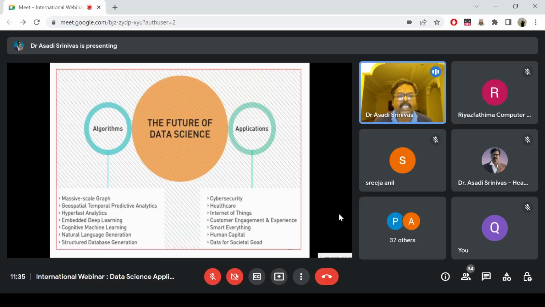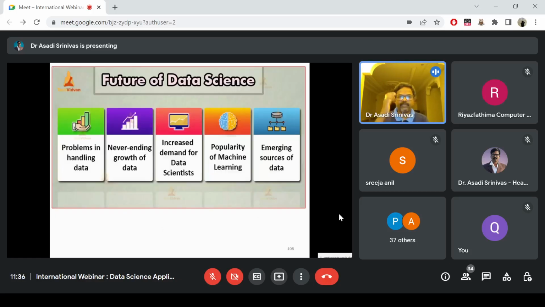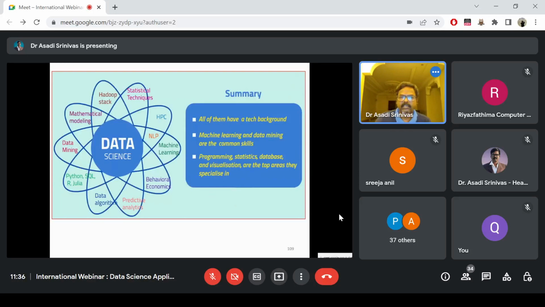What are the algorithms, the future of data science? What are the applications we are using? Massive scale graphs, cyber security, healthcare, Internet of Things, customer engagement, etc. And the future of data science: problems in handling data, never-ending growth of data, increased demand for data scientists, popularity of machine learning, emerging sources of data.